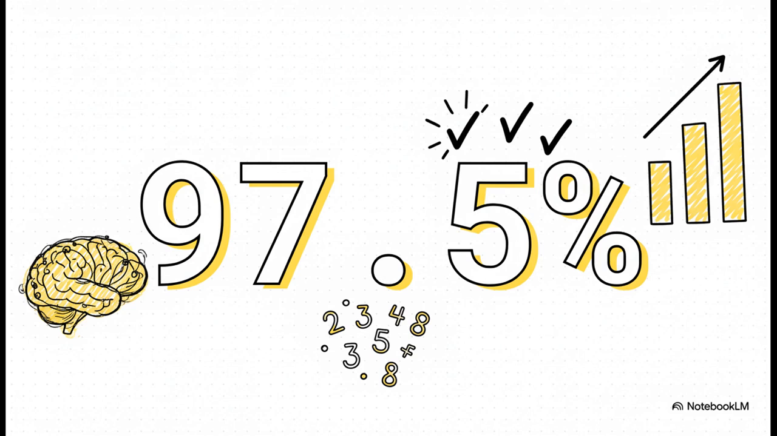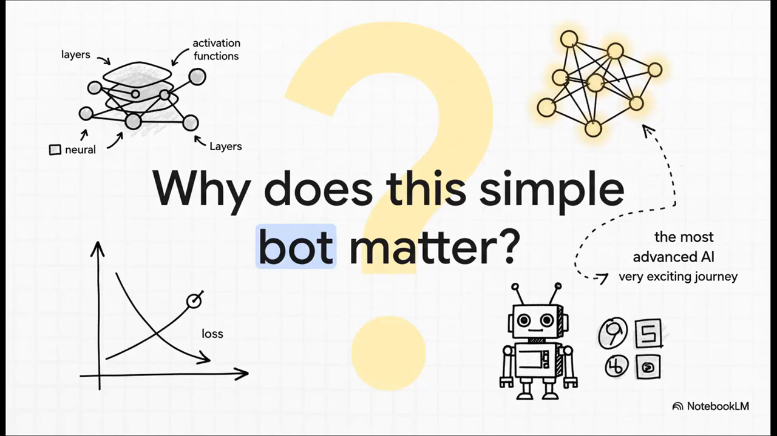That is awesome. So, we built a bot that can read numbers. Pretty cool. But why does a simple project like this really matter? Well, it matters because these exact same ideas, layers, activation functions, loss, optimization, these are the absolute fundamental building blocks behind the most advanced AI in the entire world. This little bot, this is step one on a really, really exciting journey.